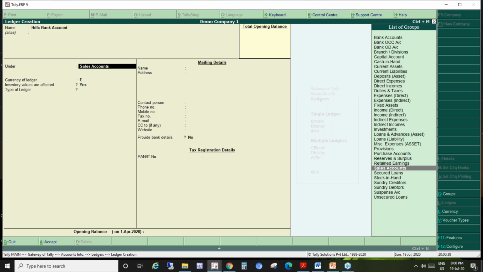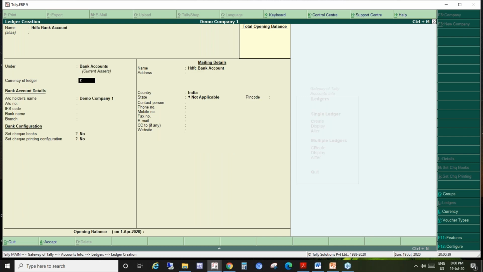I'm not going into much detail for banking. Our Jitendra sir has covered it very extensively.